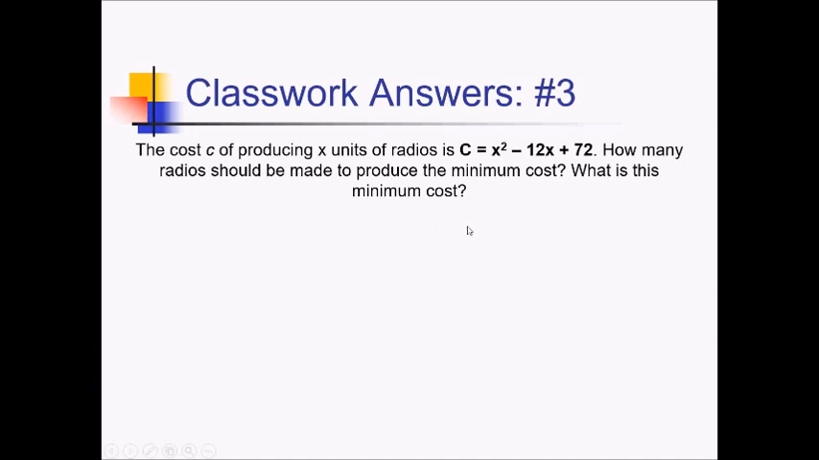On this problem, we have a cost function for producing x units of radios, given by this c function right here. We want to know how many radios will produce the minimum cost and what that cost is. So if I'm trying to find the lowest value, the min value for a quadratic like this, that's going to happen at the vertex. So I need to find the x and the c value of the vertex.